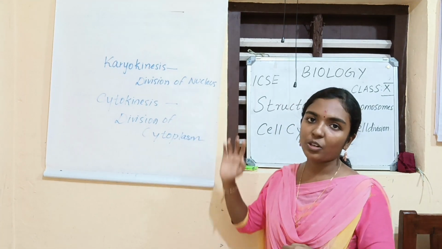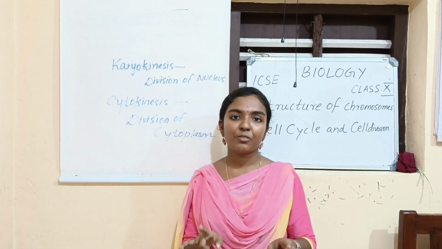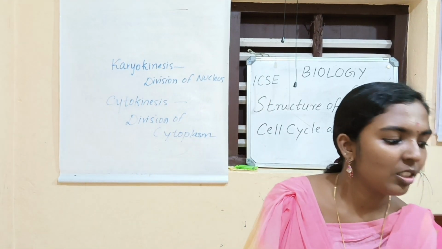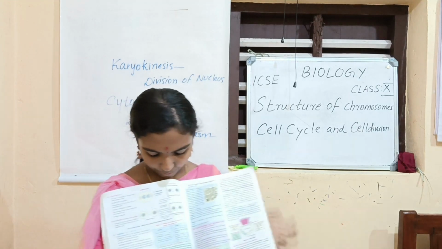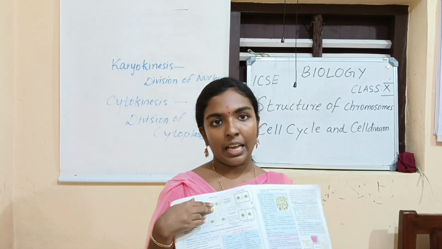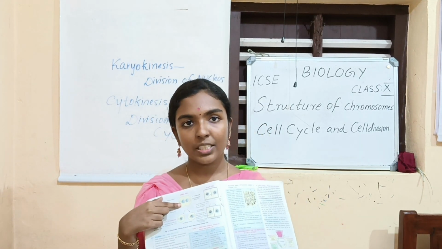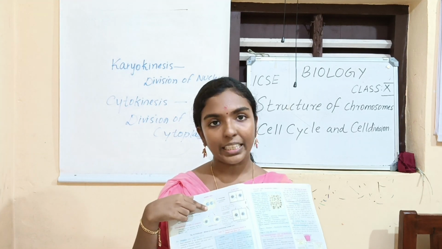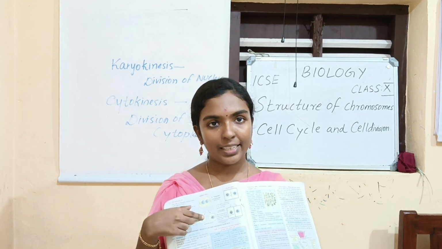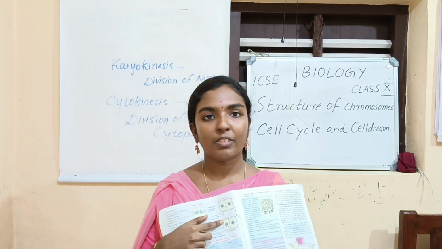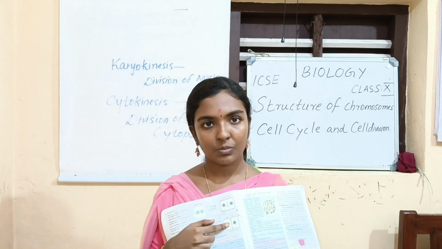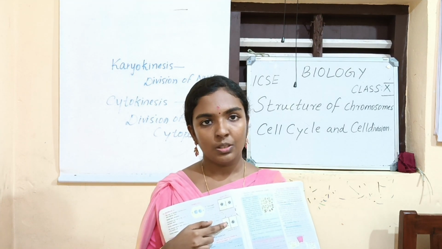In plant cell, what will happen? Cell plate formation will happen. In your textbook, you can see it very clearly. In animal cell, after telophase, what happens? A furrow will get deepened and two new cells are formed, whereas in plant cell, cell plate formation will occur. Clear?